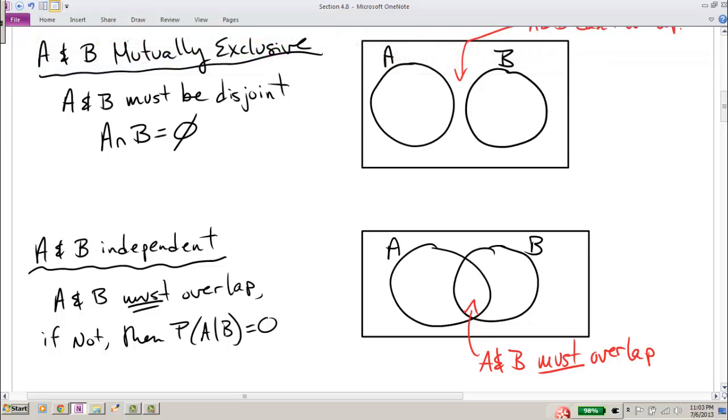Right, and again, just going back to this whole idea, if they did not overlap, the probability of A given B would be 0, and that would not be equal to the probability of A if A is an actual event with some probability of occurring.